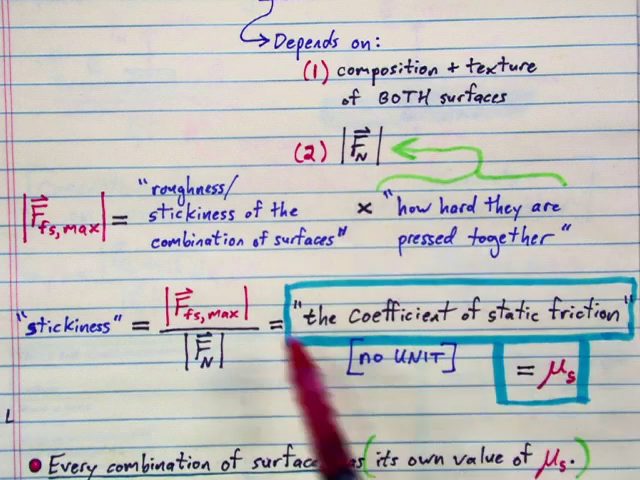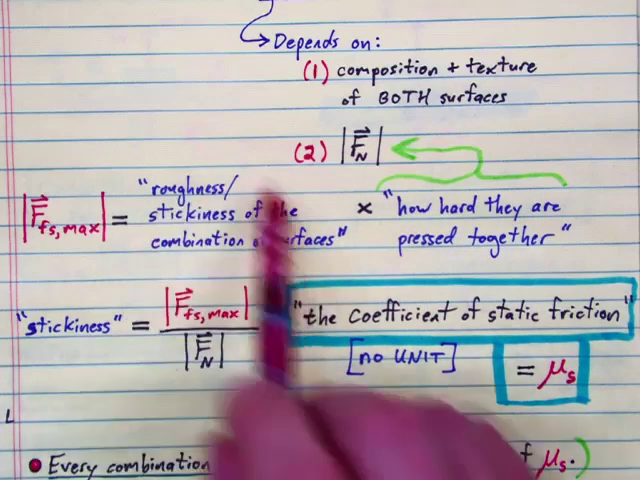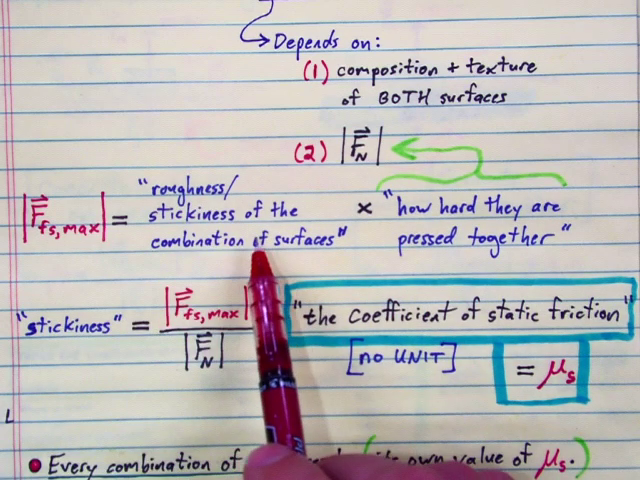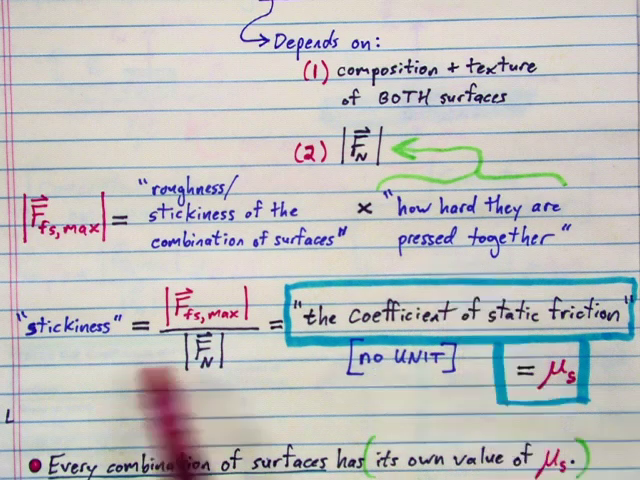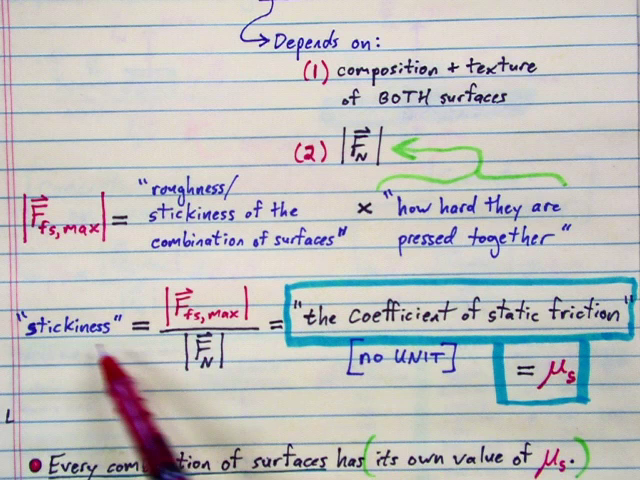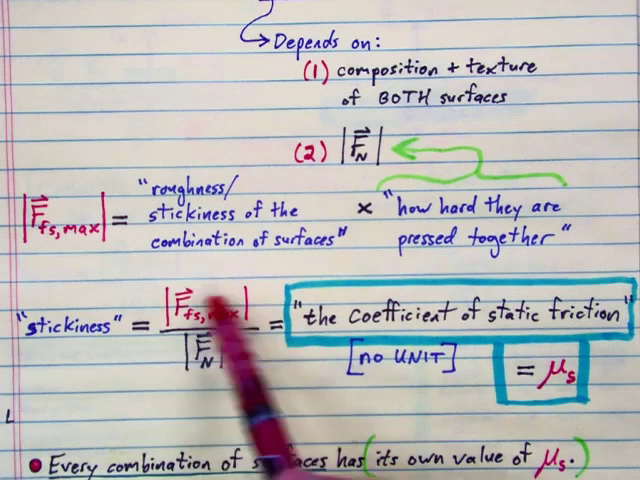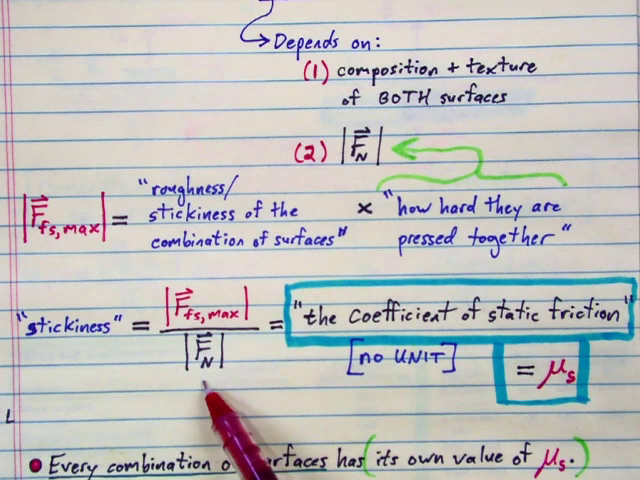So we need a way to quantify this right here, the stickiness of the combination of surfaces. And from this word equation, we see that this stickiness factor is equal to the ratio of the magnitude of the maximum force of static friction to the magnitude of the normal force.